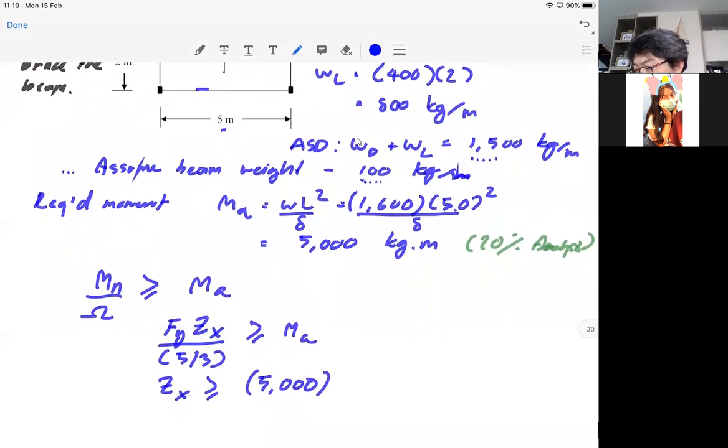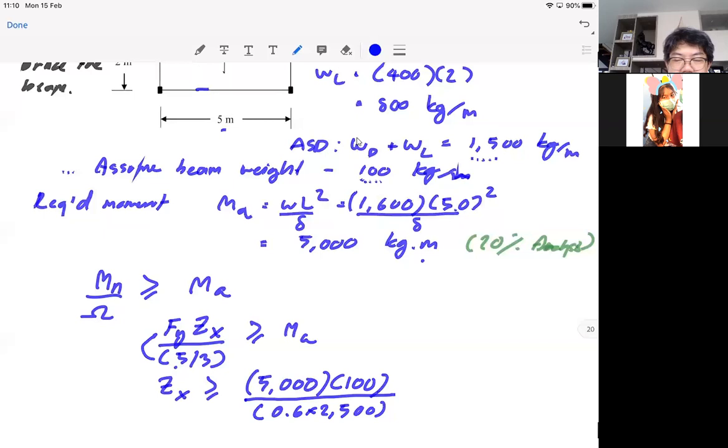Remember that's a kilogram meter, so I need to change this into kilogram centimeter so that I will get my Zx in centimeter unit. And this term, factor of safety divided by Fy, generally it is basically 0.6 Fy, right? Because when you divide by 5/3, it's equal to multiply by 3/5. So that's 0.6 Fy. And now I get 333 cubic centimeter.